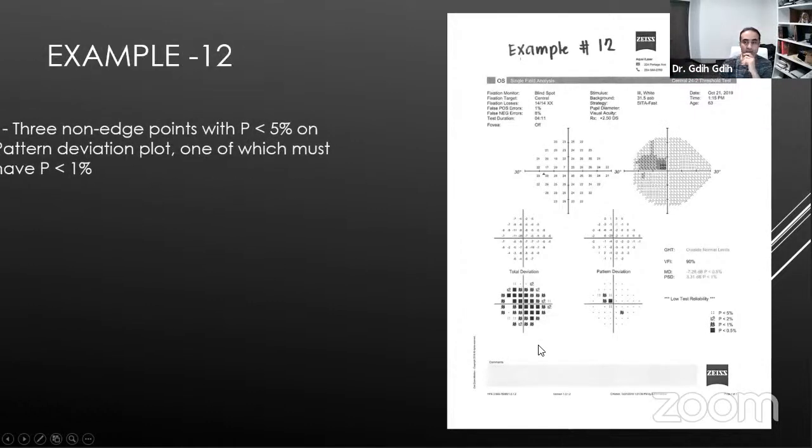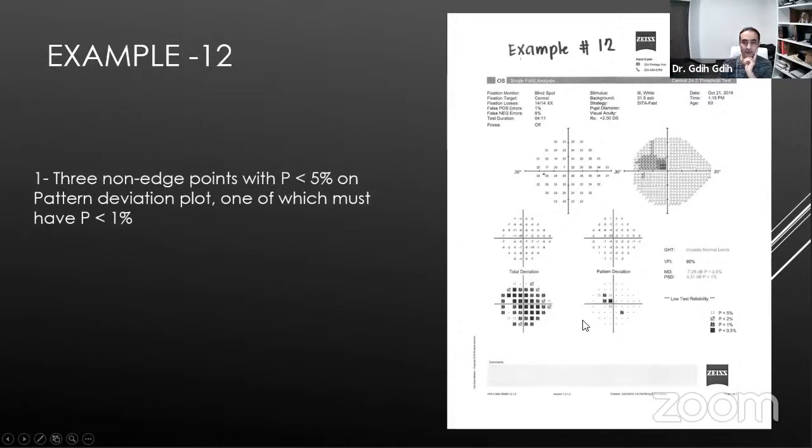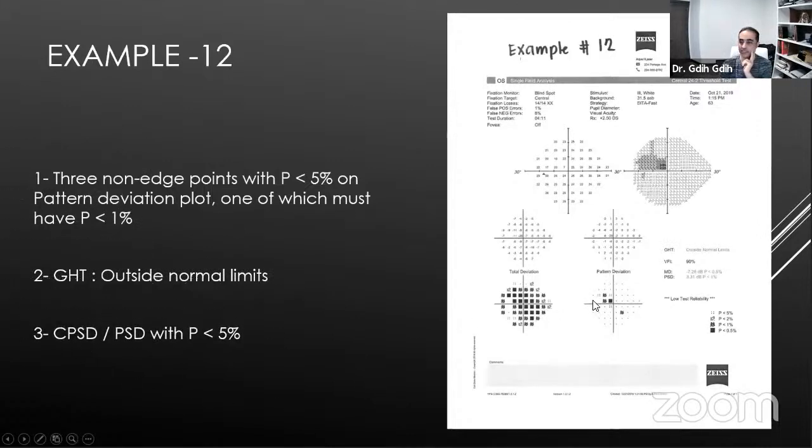Okay, so let's go over the points. Do we have enough points? Let's count them. We have 1, 2, 3, 4, 5, 6. We have enough points. How about GHT? It's outside normal limits. And CPSD less than 1%. So we have all the points actually. It could be glaucoma, but again, fixation losses, yes. And now just one more point I'm going to say about the fixation losses.